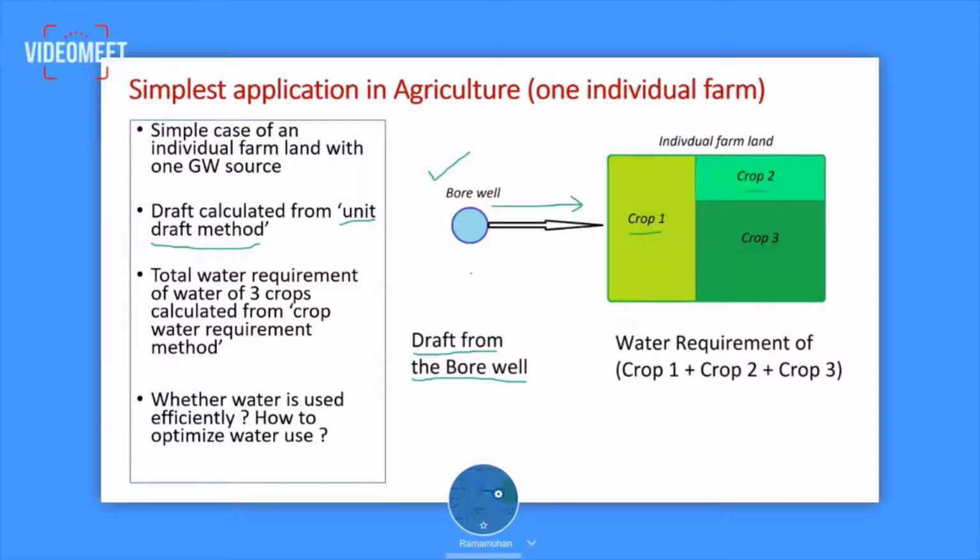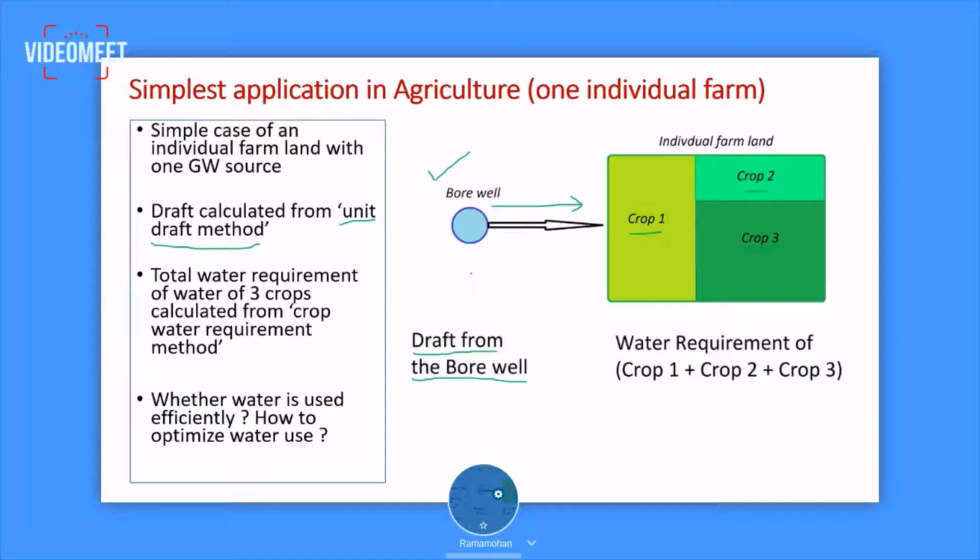So simply, if you know the yield from the borewell in terms of meter cube per hour or liters per hour, then multiply it by the number of hours it is pumped throughout the day, and then multiply it by the number of days of operation, then you get the draft of that borewell. Because it is just one borewell, I am saying draft of the borewell.